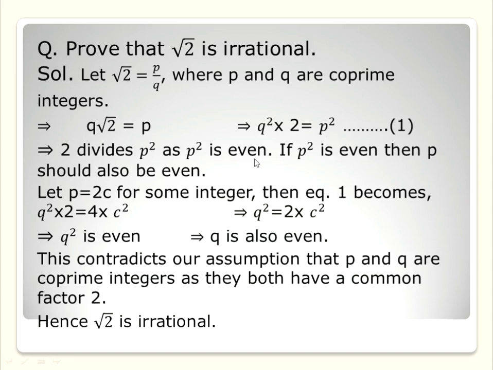As we can see from here that p is even and q is even, so both of them should have 2 as a common factor. And this contradicts our assumption that p and q are co-prime integers. Hence, root 2 is irrational. Proved.